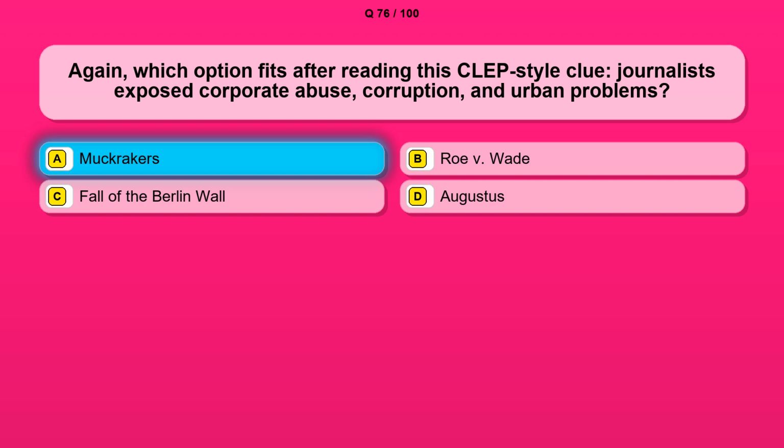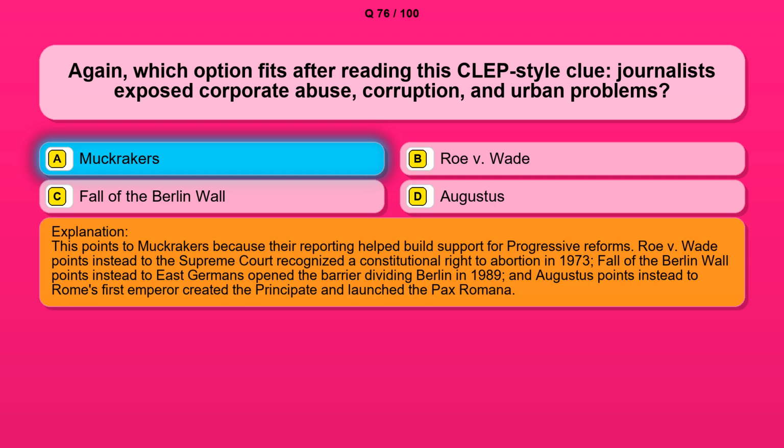The correct answer is option A, muckrakers. This points to muckrakers because their reporting helped build support for progressive reforms. Roe v. Wade points instead to the Supreme Court recognized a constitutional right to abortion in 1973. Fall of the Berlin Wall points instead to East Germans opened the barrier dividing Berlin in 1989, and Augustus points instead to Rome's first emperor created the Principate and launched the Pax Romana.